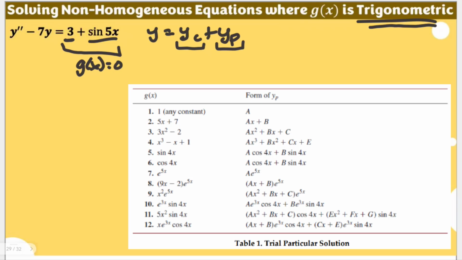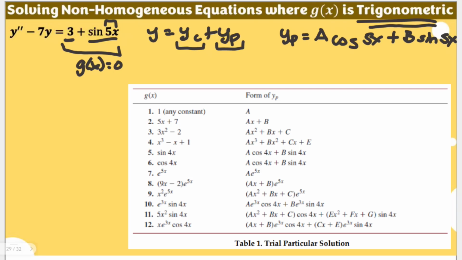Supposedly, the first part of our g of x is sine of 5x, so we are going to look into the fifth row. Therefore, our y sub p is equal to the form on our fifth row: a cosine of 5x plus b sine of 5x. I suppose that should be the value. We are going to look into the coefficients a and b later on to be paired with y sub c.